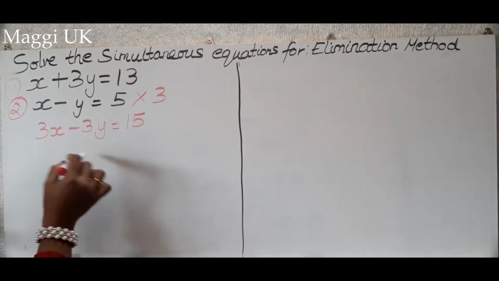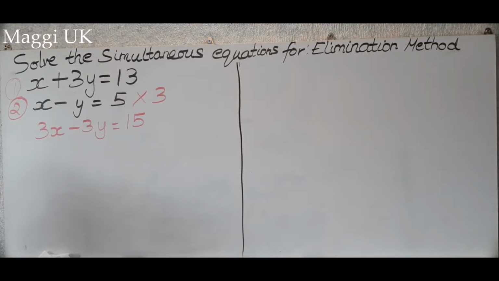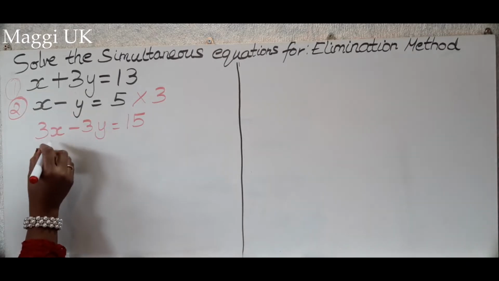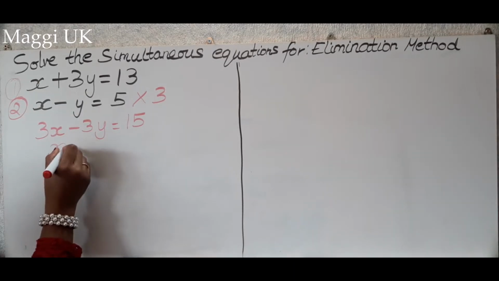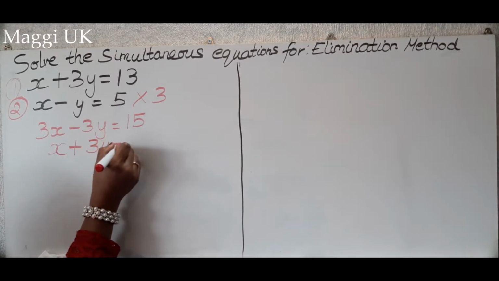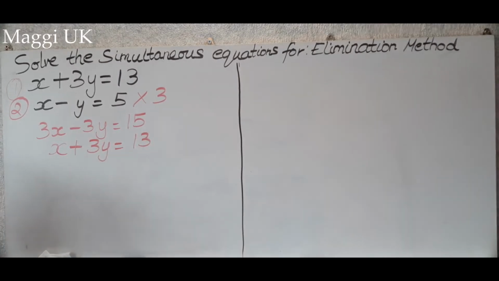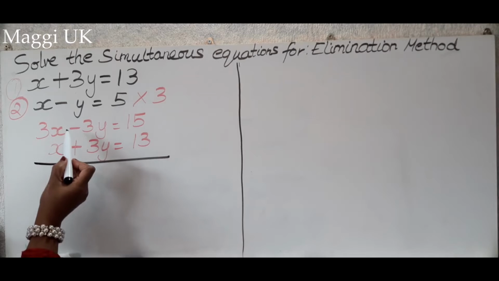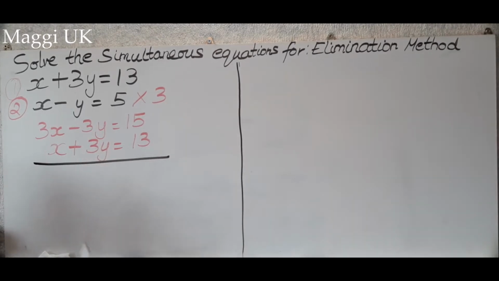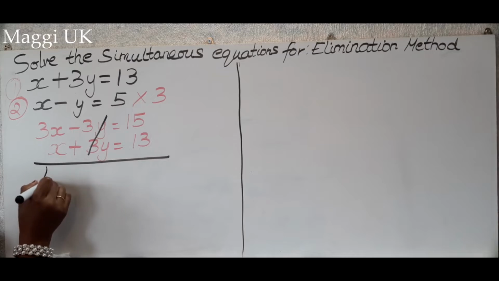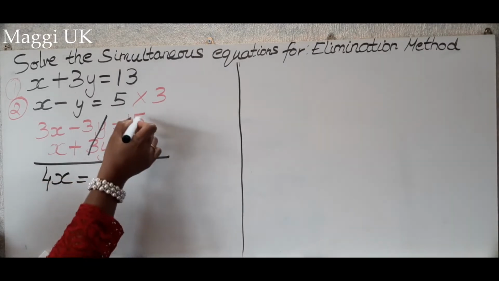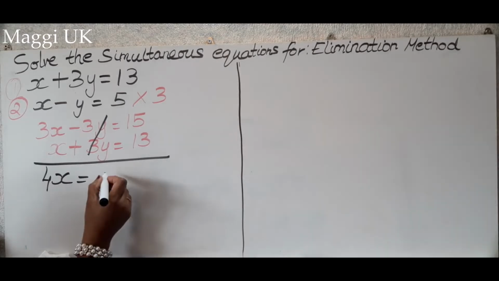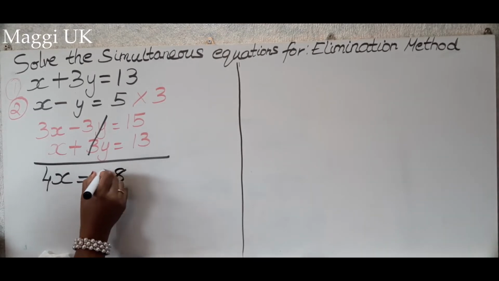So now we are going to take the first equation, x plus 3y equals 13, and solve the equations. If you see a minus and a plus, you don't need to change any sign because these are alternate signs. So I'm going to cancel this. Now you have a positive x and a positive 3x, so 3 add 1 will be 4, which is 4x. And then 15 add 13 is 28.